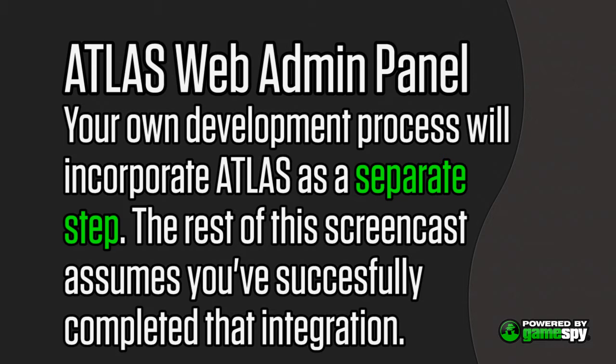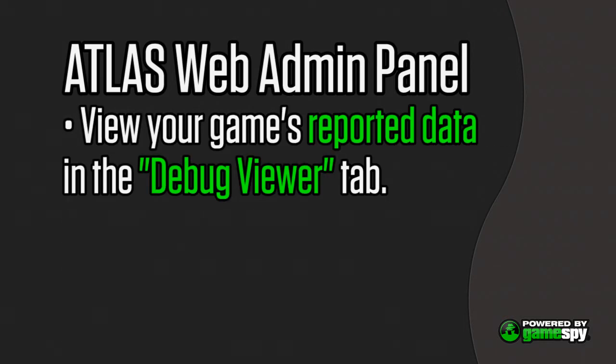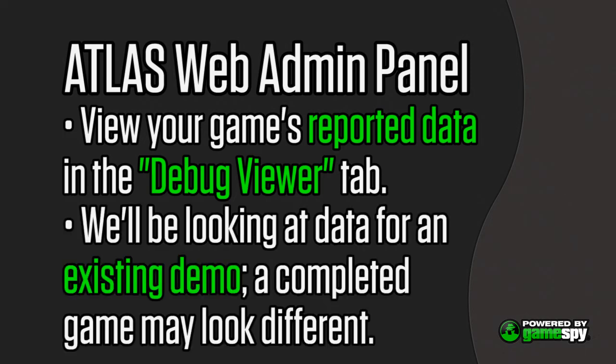This demo assumes you take care of that step separately and that your game is correctly reporting to Atlas. Although the Debug Viewer tab, which we explain next, can also help you verify that your game client is reporting to Atlas correctly. You can view the data your game reports back to Atlas in the Debug Viewer tab of the Atlas Web Admin panel. For this demo, we'll be looking at an existing rule set recorded for another GameSpy Technology demonstration that uses a rule set tracking the player's unique nick and total number of wins. A complete game will probably have more data reported.